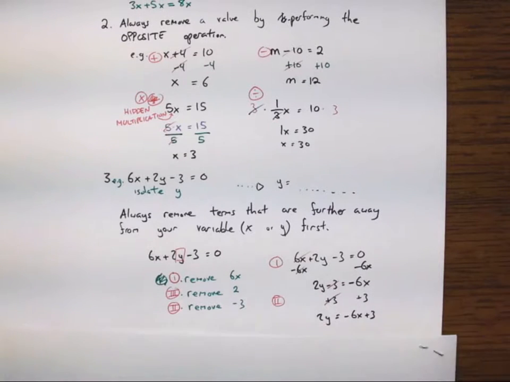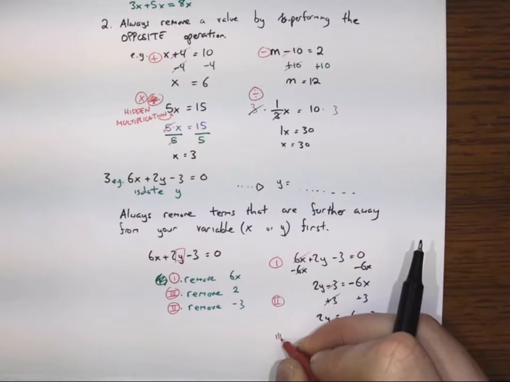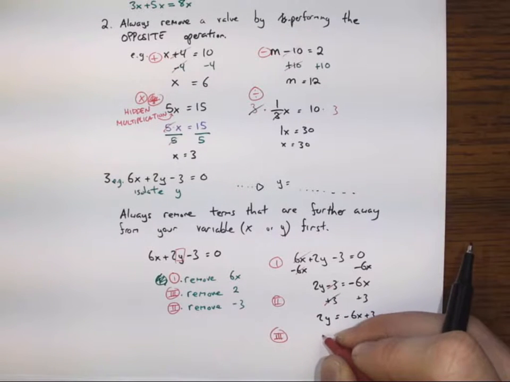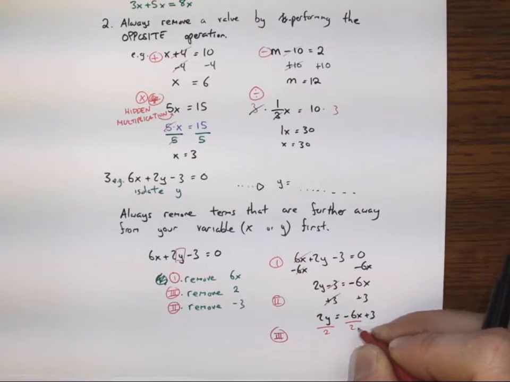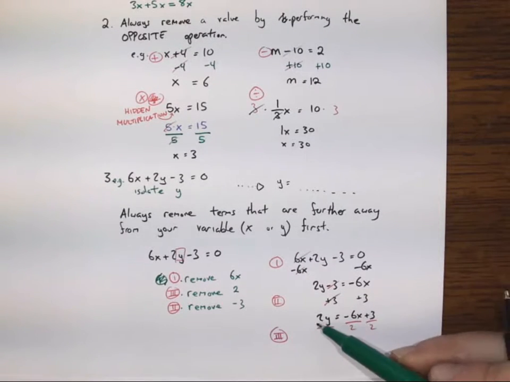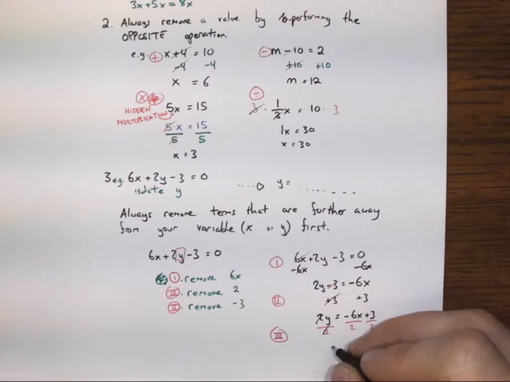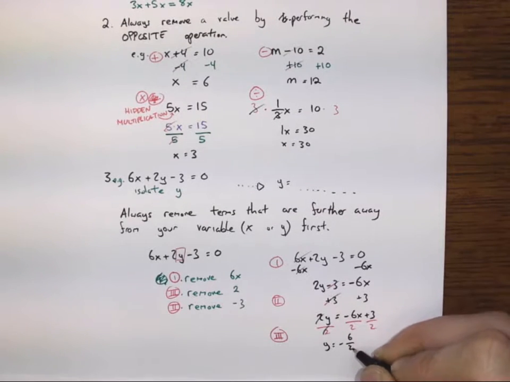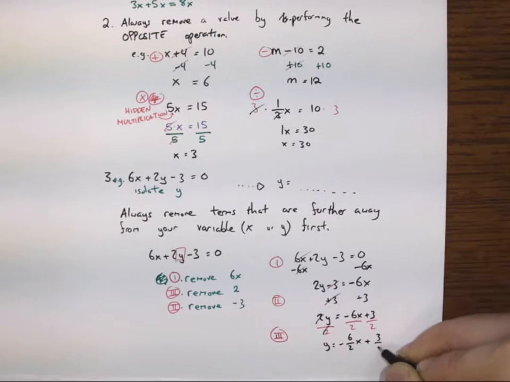And then we divide by 2 to get rid of this 2. So then we will divide both sides by 2. We divide each term by that 2. That cancels out the 2's, and we get y is equal to negative 6 over 2, x plus 3 over 2.